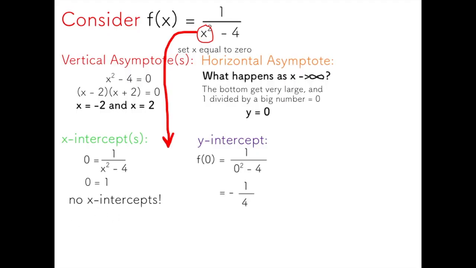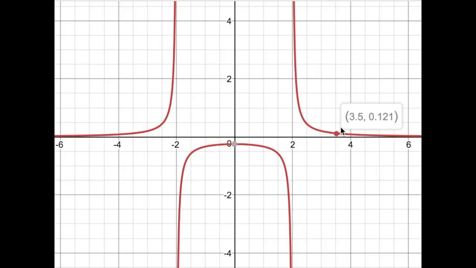Recall that I had no x-intercepts. That's directly connected to the fact that I have a horizontal asymptote at the x-axis. I can't cross the x-axis. I have no x-intercepts. And the last piece of information is my y-intercept, which Desmos kindly displays nicely for me right here. So with all of those pieces of information sketched on the graph, we can determine where the rest of the function lies by simply subbing in points.